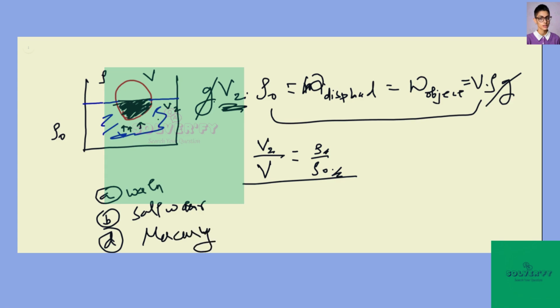Obviously, if the density of the fluid is larger, the fraction will be smaller. Now water has the least density among these, followed by salt water, followed by mercury, which is really heavy, very dense, which means the fraction of the object under the surface will be the greatest for water, followed by salt water, followed by mercury.